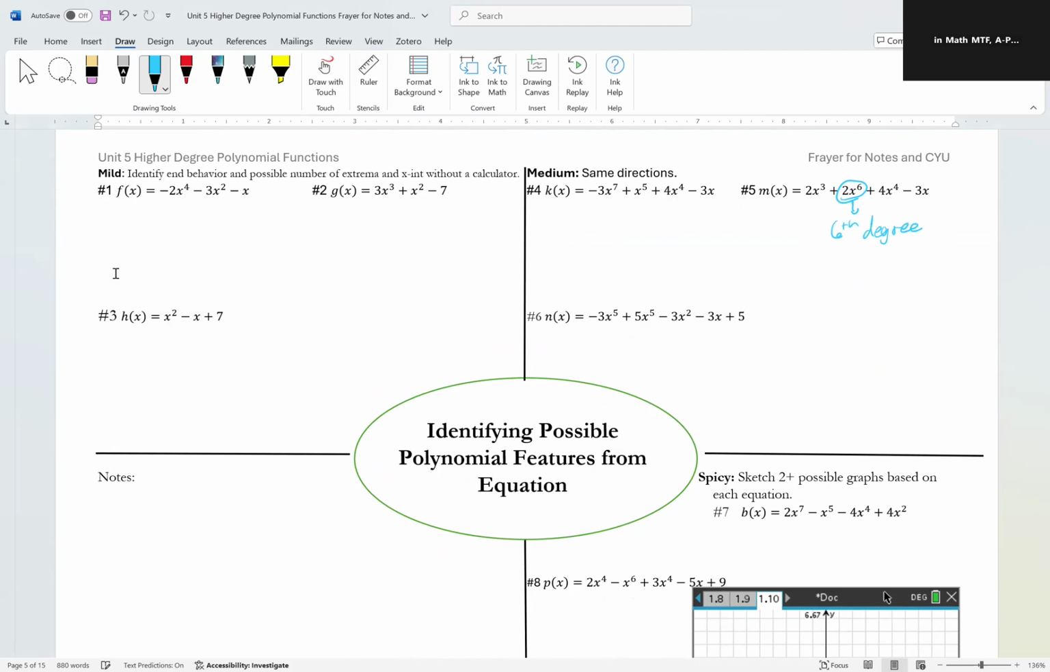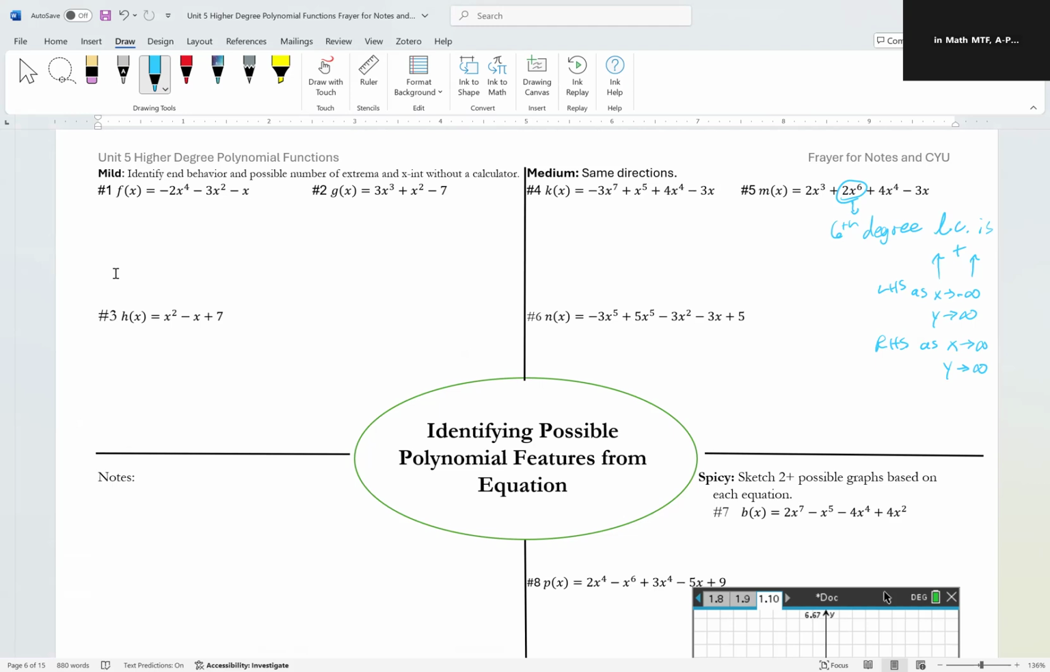And the leading coefficient is positive. So the end behavior is going up like this. And so as a result, the end behavior would be, as x goes to negative infinity, so as we go to the left-hand side, y goes up to infinity. Right-hand side, as x goes to infinity, so going to the right, y is going up to infinity.